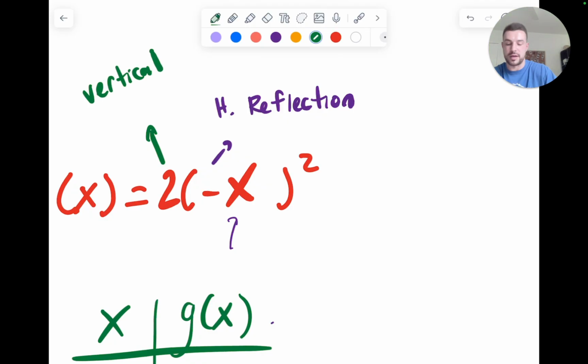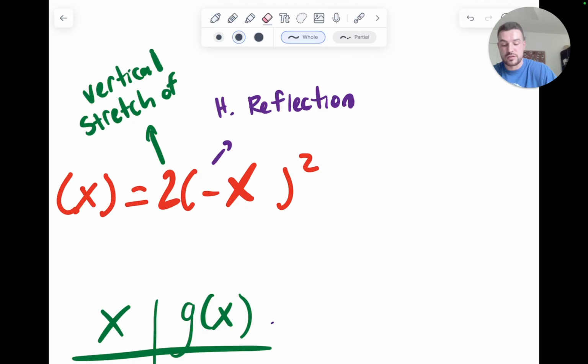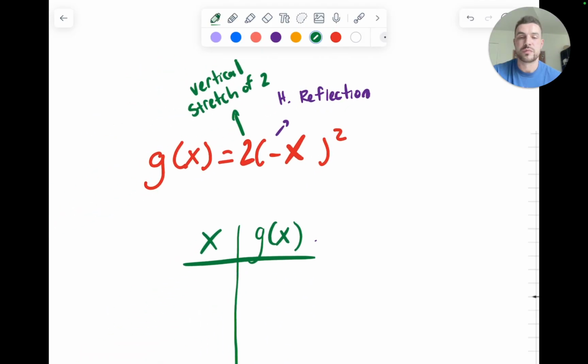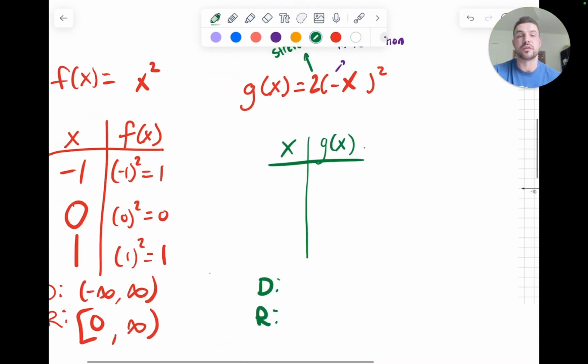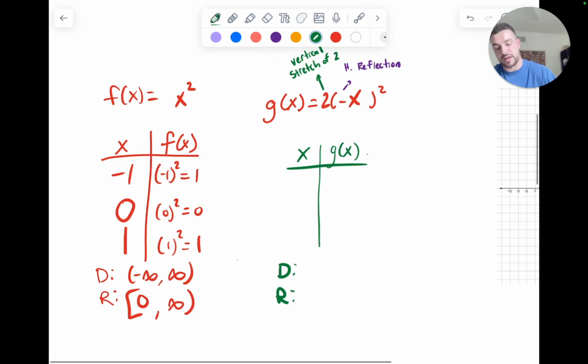I am multiplying, so it is a stretch of, and in this case, our vertical transformations are exactly what they look like. So a vertical stretch of 2 is the last transformation. All I need to do is apply these. So the first thing, why don't we just do our reflection first?